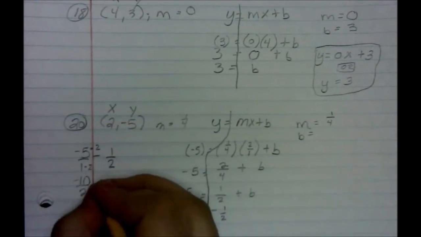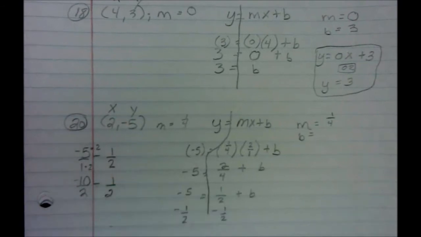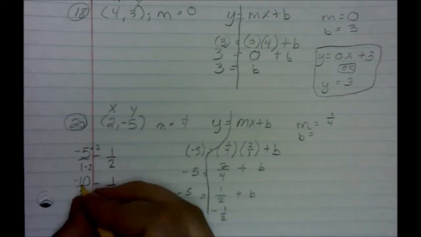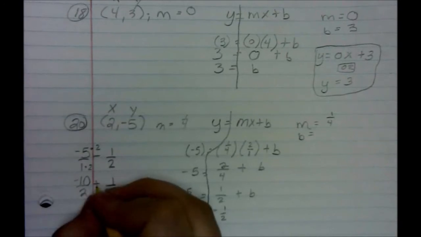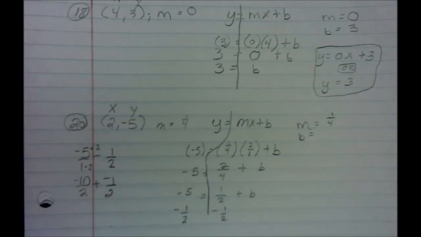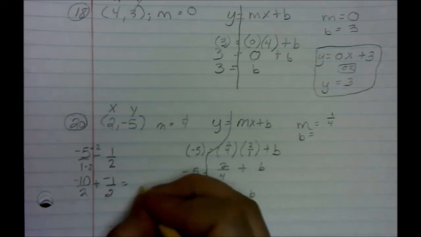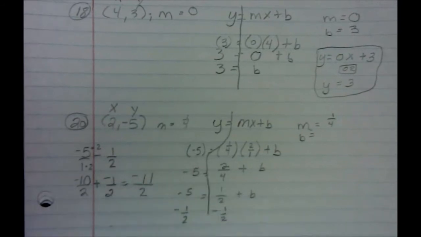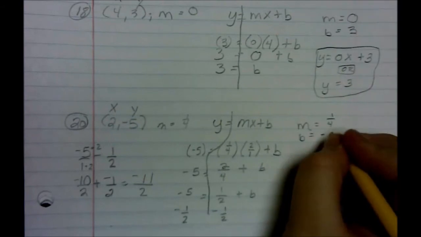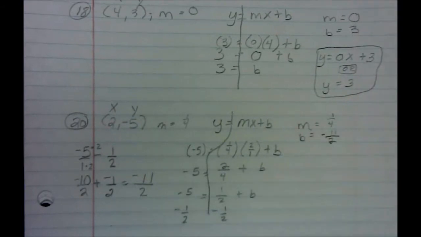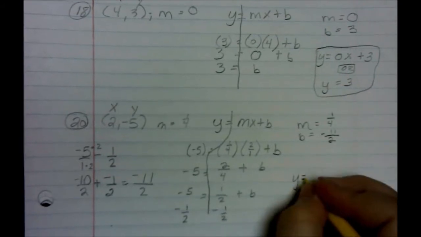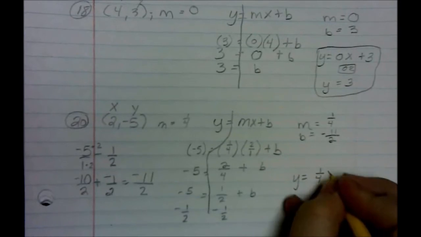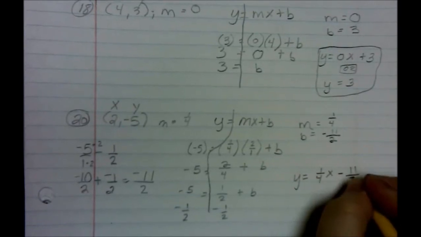minus 1 over 2. Your rule for subtraction is keep, change, opposite. So when you have the same sign and you're adding, you're going to add that 10 and 1 to get 11, and you keep the sign you were working with. So your b is -11 over 2. So our final answer will be y equals 1/4x minus 11 over 2.